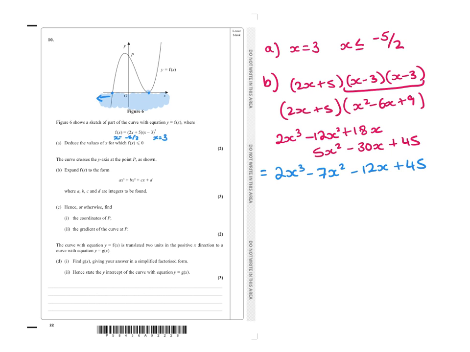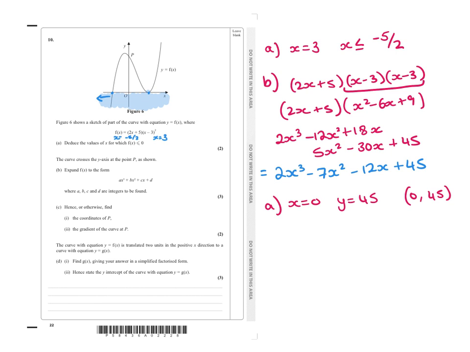Part C says, hence or otherwise find the coordinates of P. So P is where it crosses the y-axis. So this is when x equals 0. Y equals 45. This is our y-intercept. So we're going to have 0, 45.